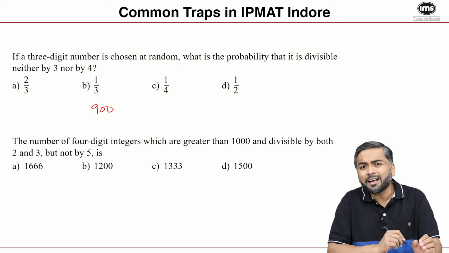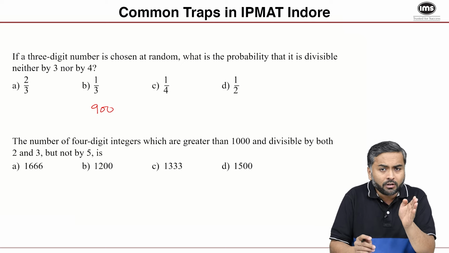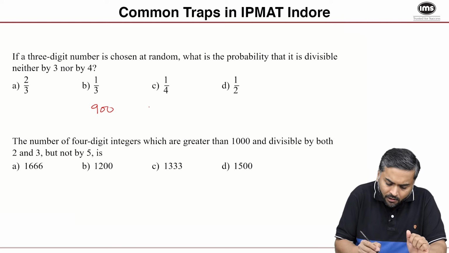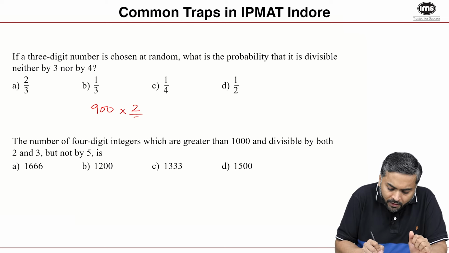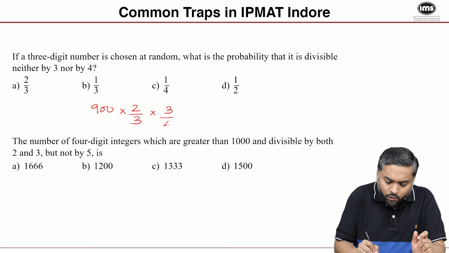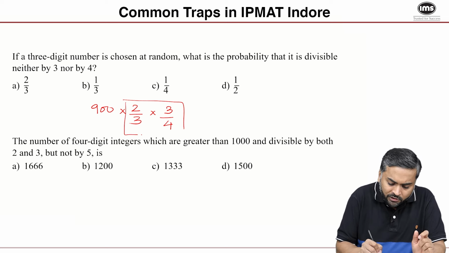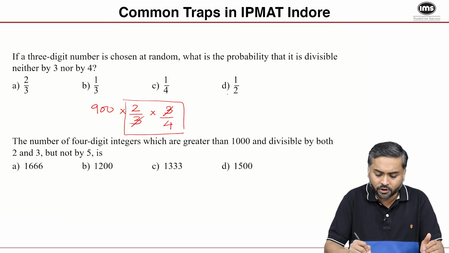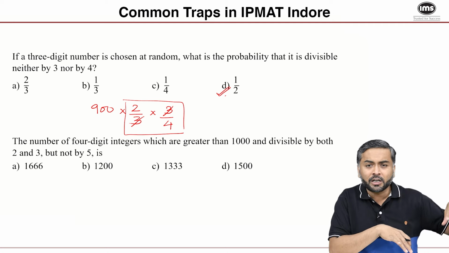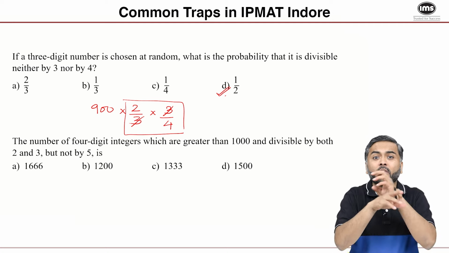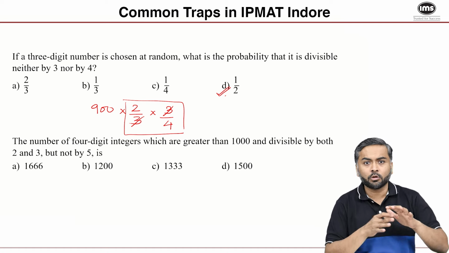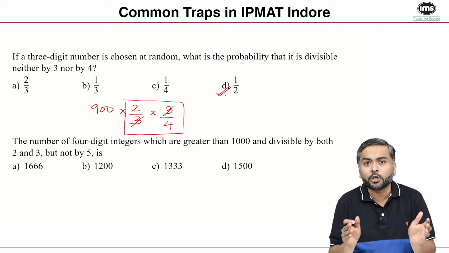Now, among consecutive numbers, one-third of them will be divisible by 3, which means the remaining two-thirds will not be divisible by 3. One-fourth will be divisible by 4, and the remaining three-fourths are not divisible by 4. So the required probability is 2 by 3 times 3 by 4, which is 1 by 2. You need not even calculate how many numbers are divisible by 3, then by 4, then find the intersection and see how many numbers are divisible by 12, and do all those calculations to get the answer. No need of doing that.